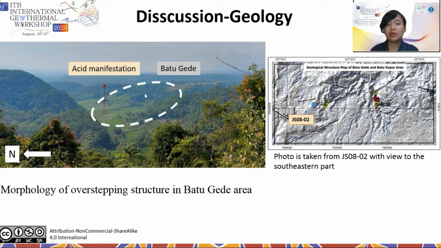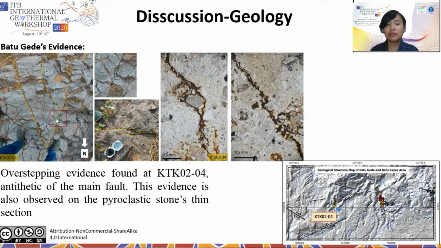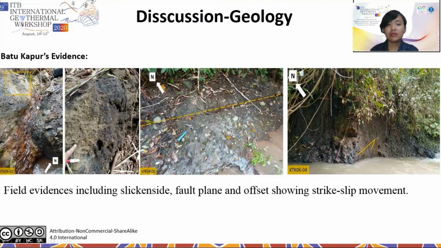Overstepping structure in the Batu Gede area is also supported by its morphology, where manifestations are in the flat morphology flanked by steep morphology. Following is an example of overstepping structure observed in the field. This is also supported by petrographic analysis that shows overstepping structure in thin section. Following is the evidence of structure found along the Batu Kapur River, consisting of silicon site, fault plane, and offset showing the sinistral strike slip fault. This fault is interpreted as an antithetic fault that cuts the fault with north-northwest south-southeast direction.